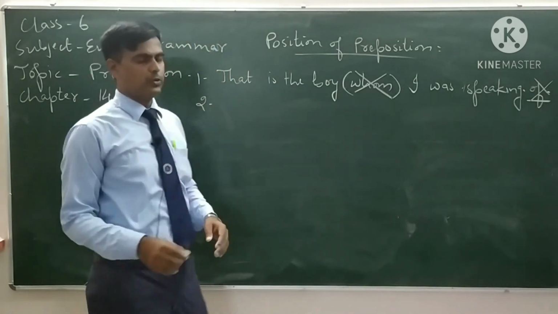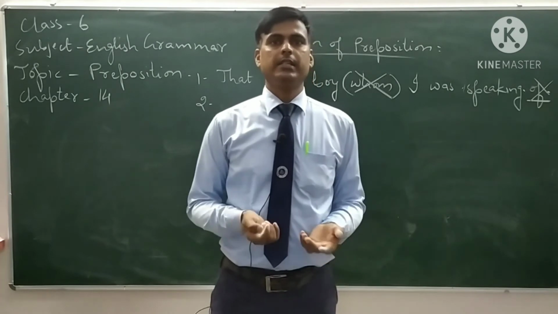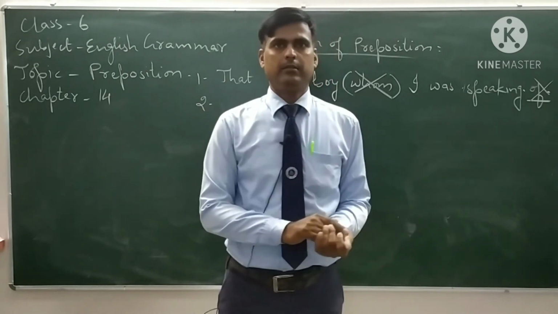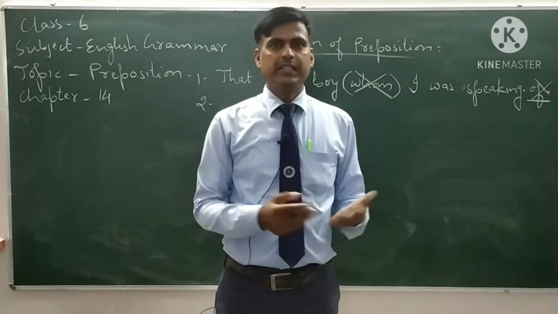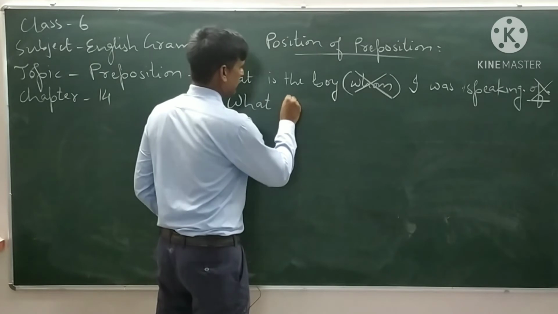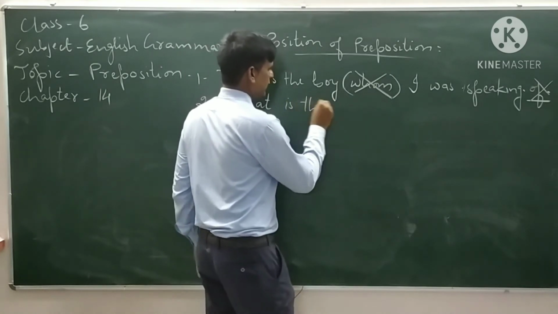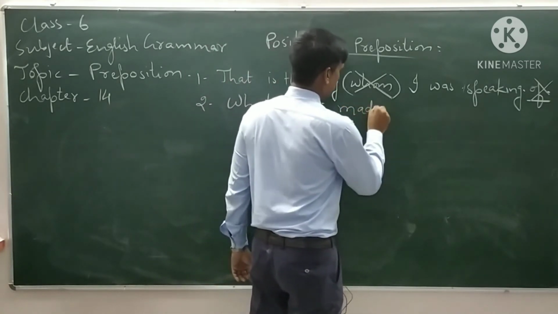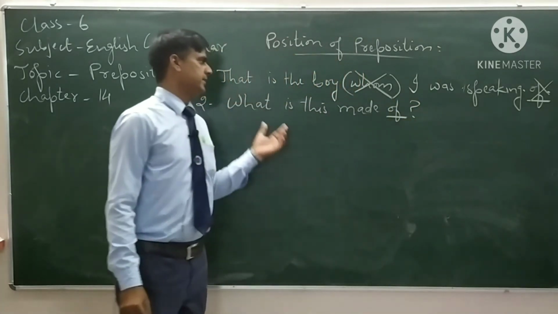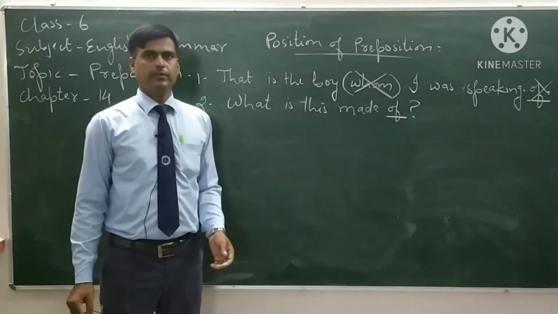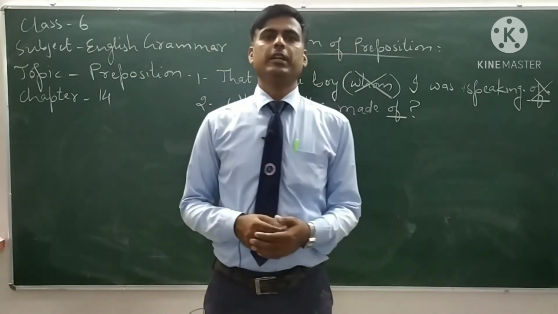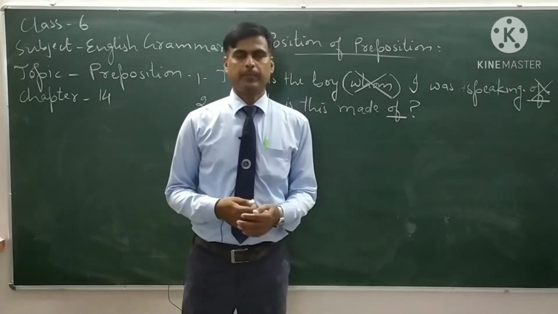Now see point number 2. In interrogative sentences, the preposition is often placed in the end. For example, what is this made of? What is this made of? So we often use the preposition in the end of the sentence in interrogative sentences.